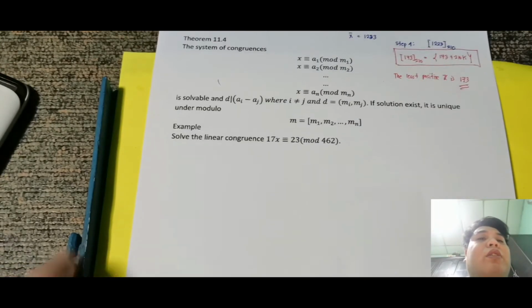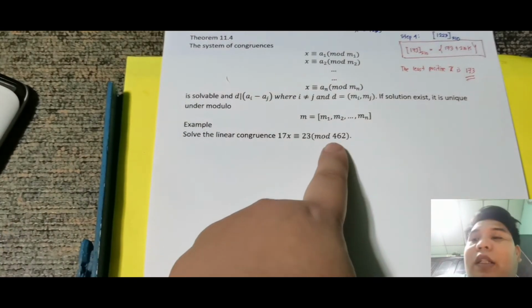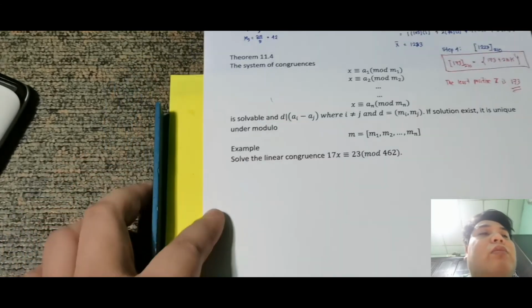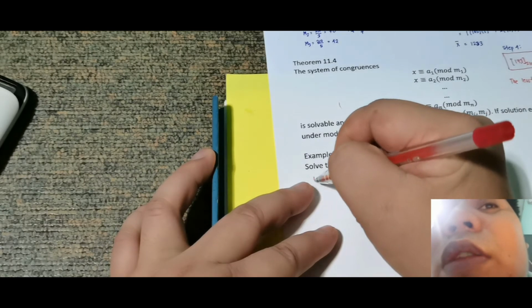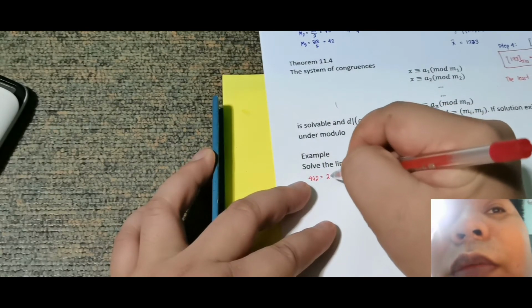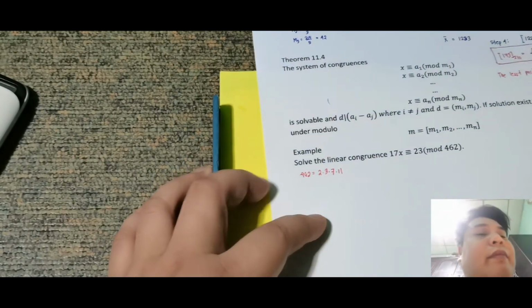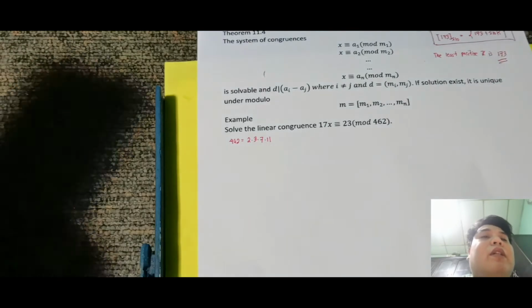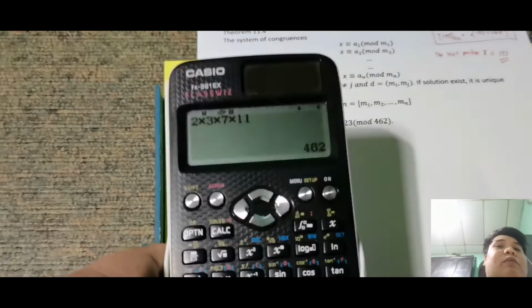Okay, so let us try this. So, solve the linear congruence 17x congruent to 23 mod 462. So, ito yung una. I-break natin yung modulus na 462 into moduli, into the different moduli na prime factor. So, yung 462 is equivalently kay 2 times 3 times 7 times 11. So, check natin sa calcu. So, sabi kasi ni Bukoy, 2 times 3 times 7 times 11, so that's 462. So, tama naman.